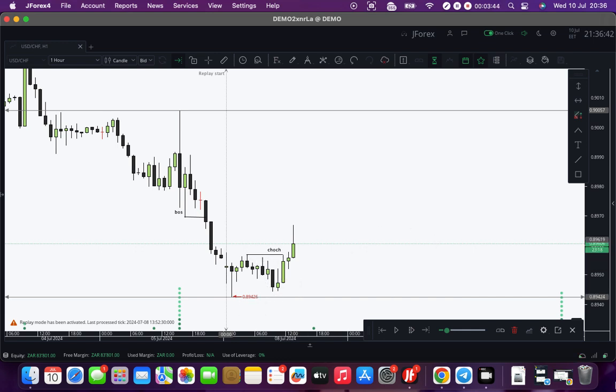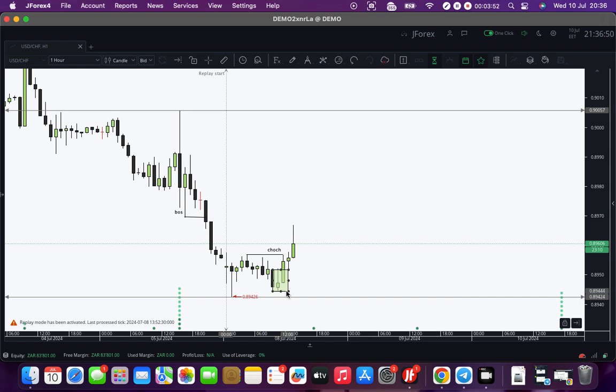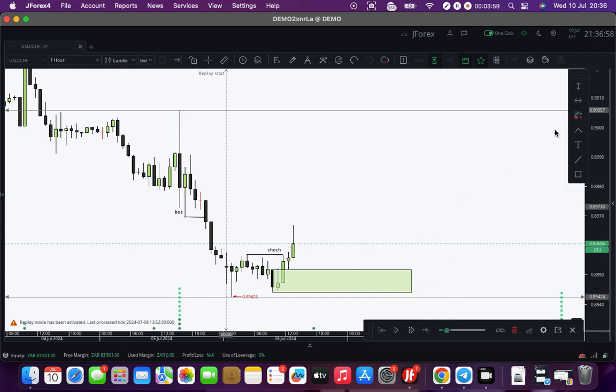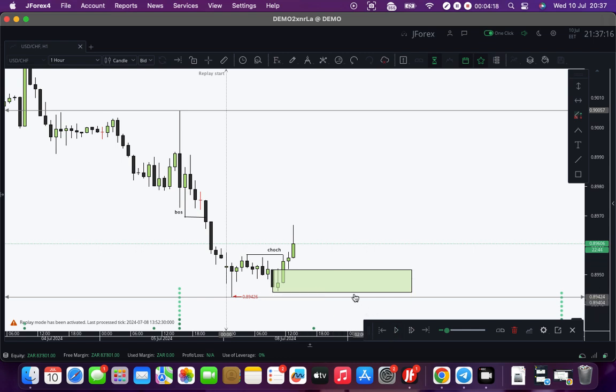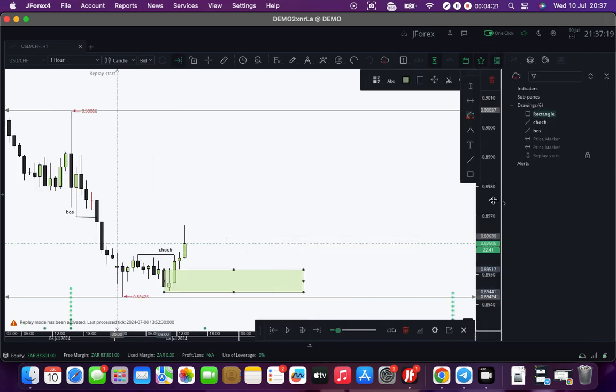And then if you check where we have our change of character, where is our demand zone, right? So our demand zone is here, guys. We need to mark this demand zone as the market goes. So what are you waiting for here? You are waiting for the market to give you a pullback to this demand zone, and then you look for a continuation move to the upside, targeting this overall high.